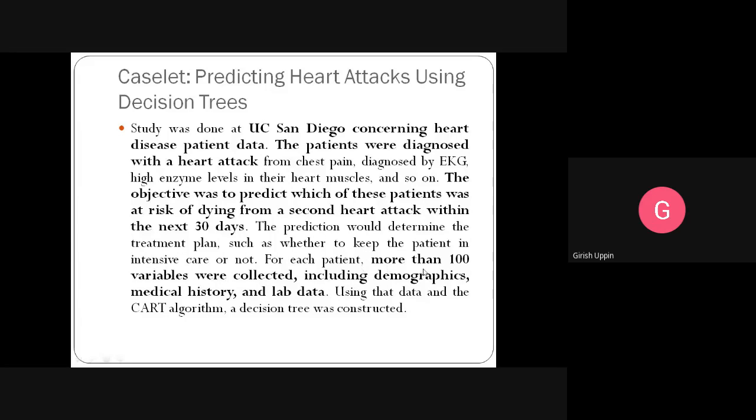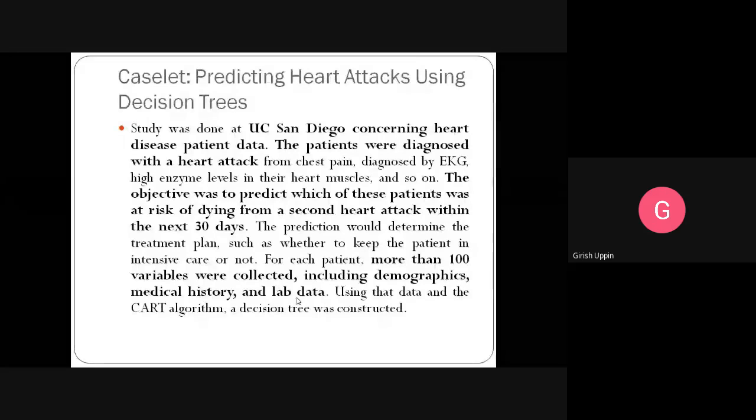For each patient, more than 100 variables were collected. So you can see here the number of variables collected. Variables are what? These are the entities on which the decision is made. So there are 100 variables for each of these patients that were collected, including demographics, medical history, and lab data, including everything. There were more than 100 variables. Using that data and the CART algorithm, a decision tree was constructed.